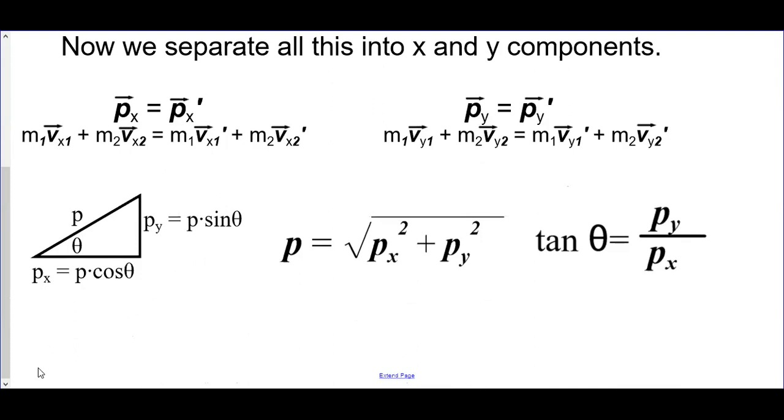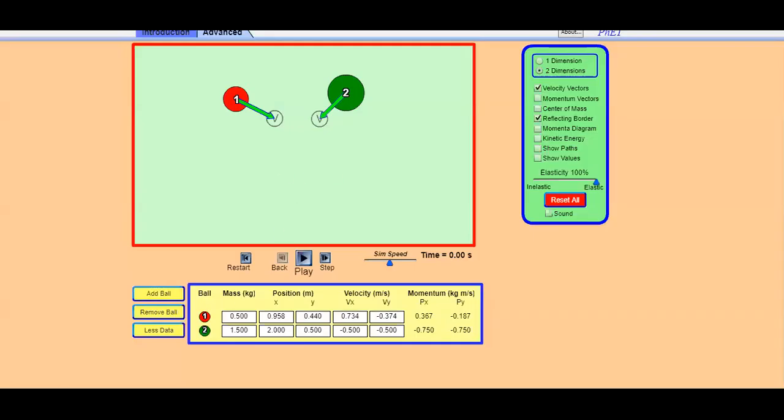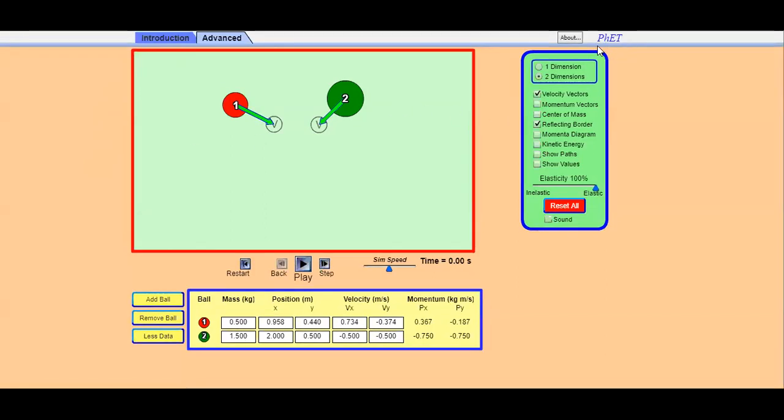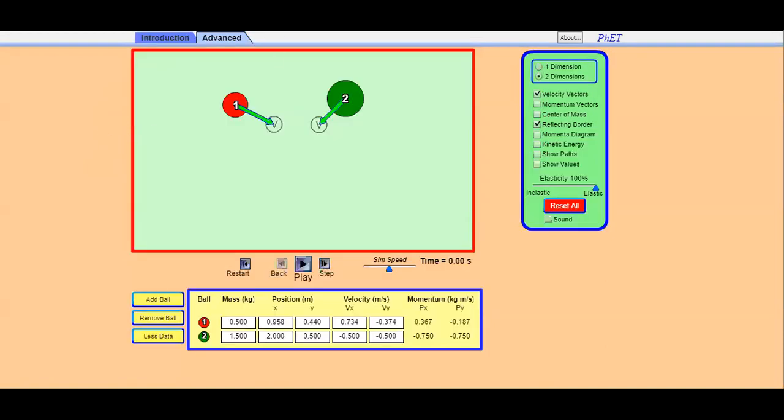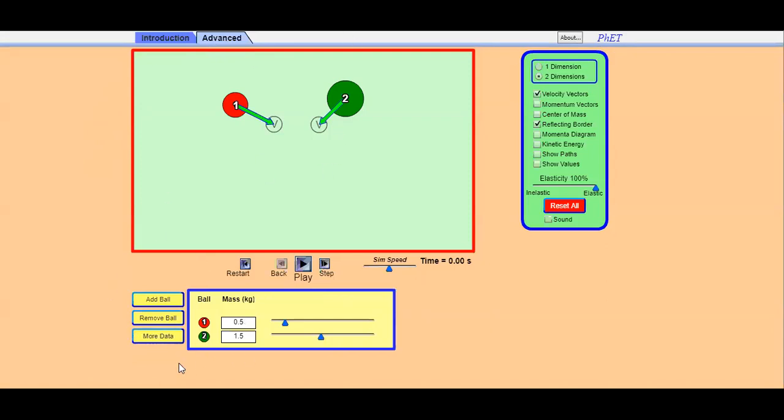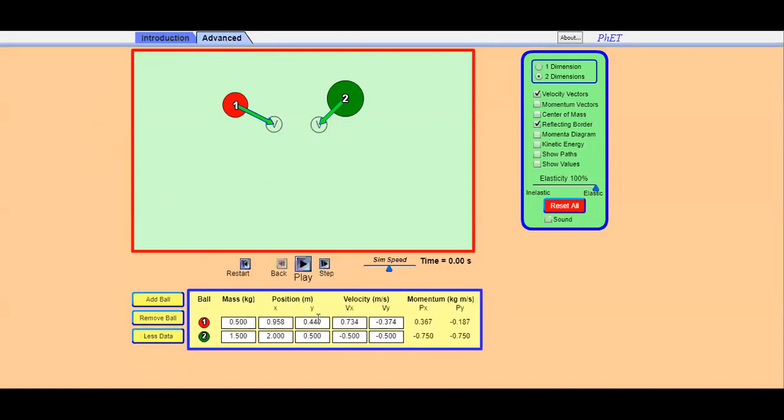So just like the last video, I'd recommend you go to the PhET website. If you just quickly Google collision lab and PhET, spelt P-H-E-T, it should take you to this little site right here. This is the one that I showed you last time. But if you click on the advanced tab, it will probably look like this when you first get on there. If you click more data, you can see more things. But you can see that it's 2 dimensions now. So 2 dimension is ticked off.